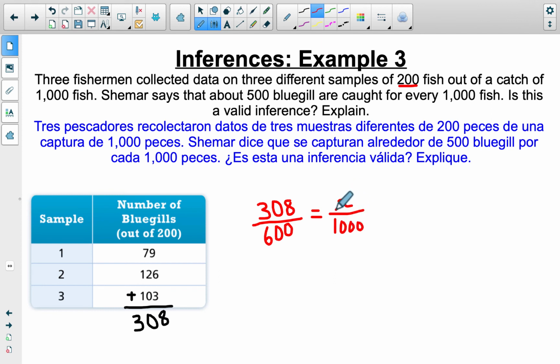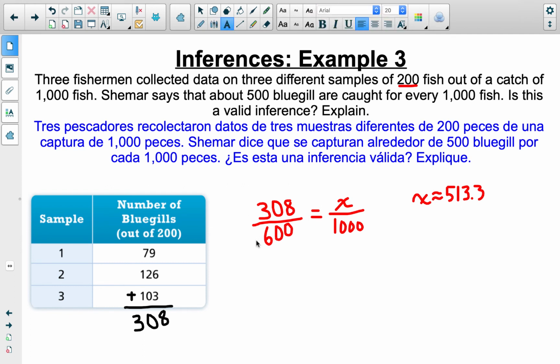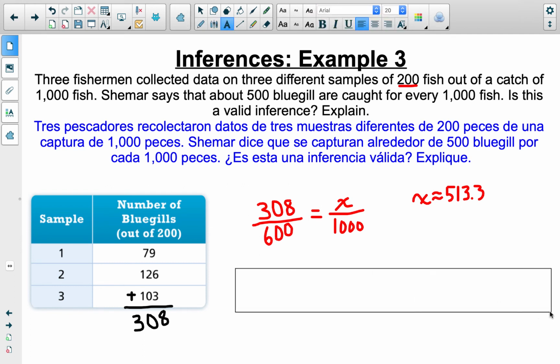Now, we can cross multiply and divide. We can divide 308 by 600 and then multiply. What we're going to get here is x approximately equal to 513.3. It is 513 and a third. I rounded it. So the question is, is this a valid inference? Yes.